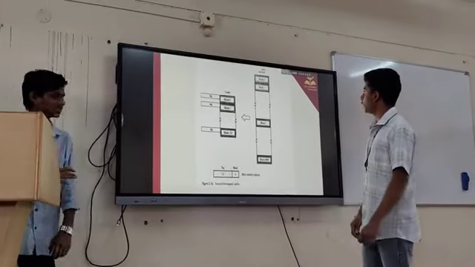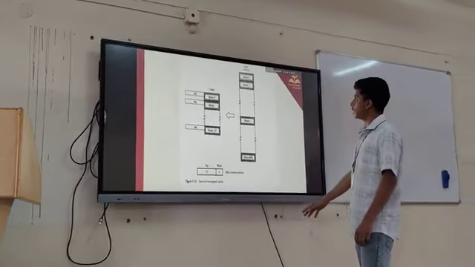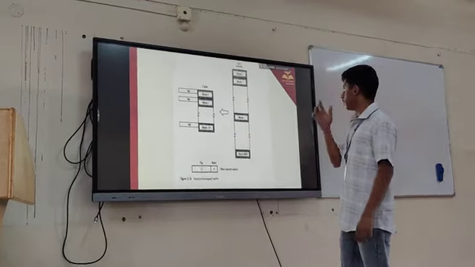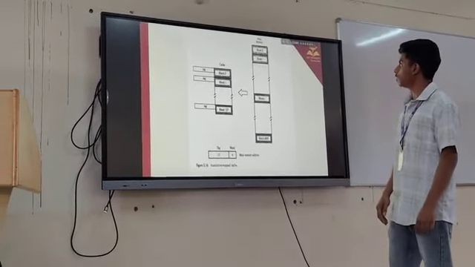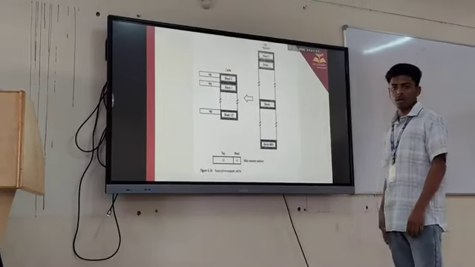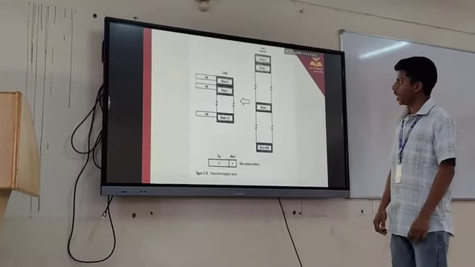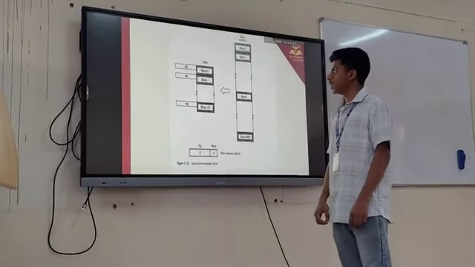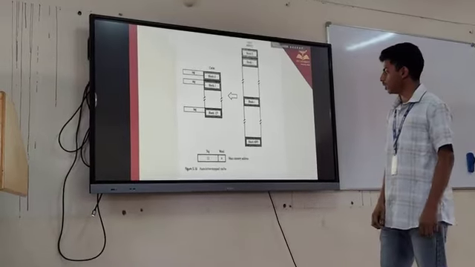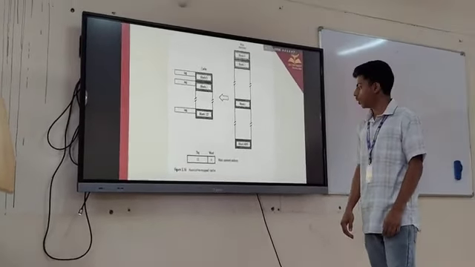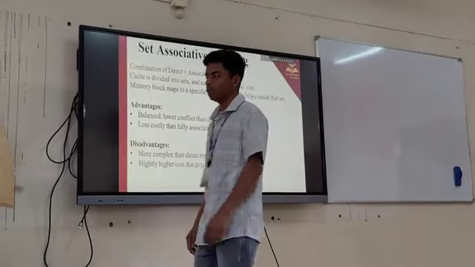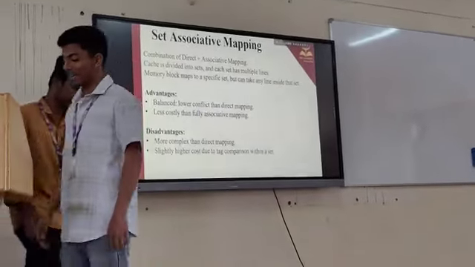In the diagram of associative mapping, the main memory is on the right side and the cache memory is on the left side. The main memory has blocks from 0 up to 4095, and the cache stores the tag and word fields.